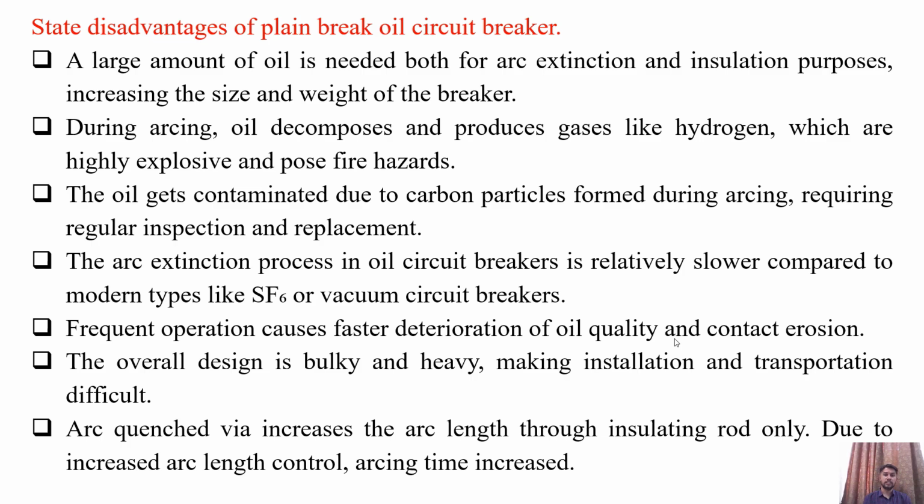The arc extinction process in oil circuit breakers is relatively slower compared to modern types like SF6 or vacuum circuit breakers. Frequent operation causes faster deterioration of oil quality and contact erosion. The overall design is bulky and heavy, making installation and transportation difficult. Arc quenching increases the length of the arc through the insulating rod only. Due to this, the arc length increases, and the time of operation, or the arc quenching time, is very high. So arcing time increases. So these are several disadvantages of plain break oil circuit breaker.